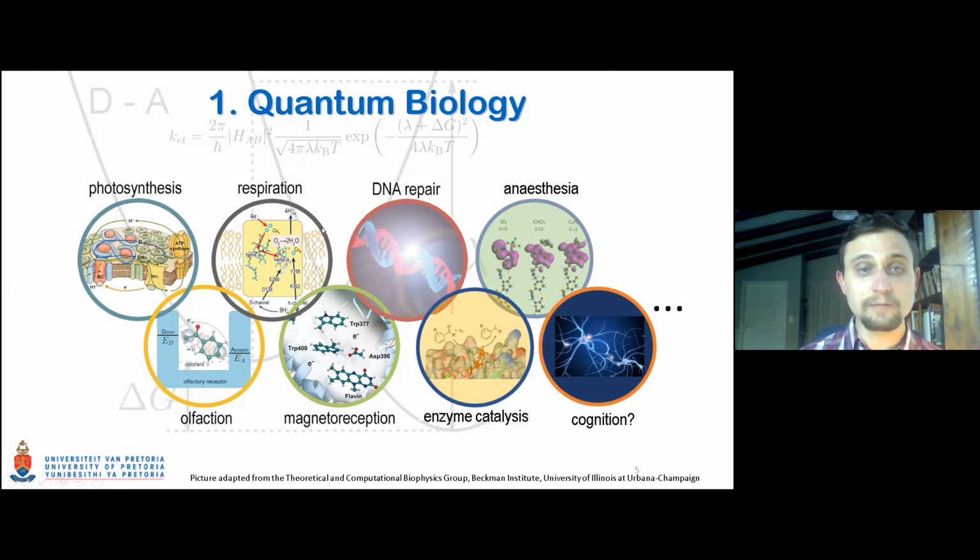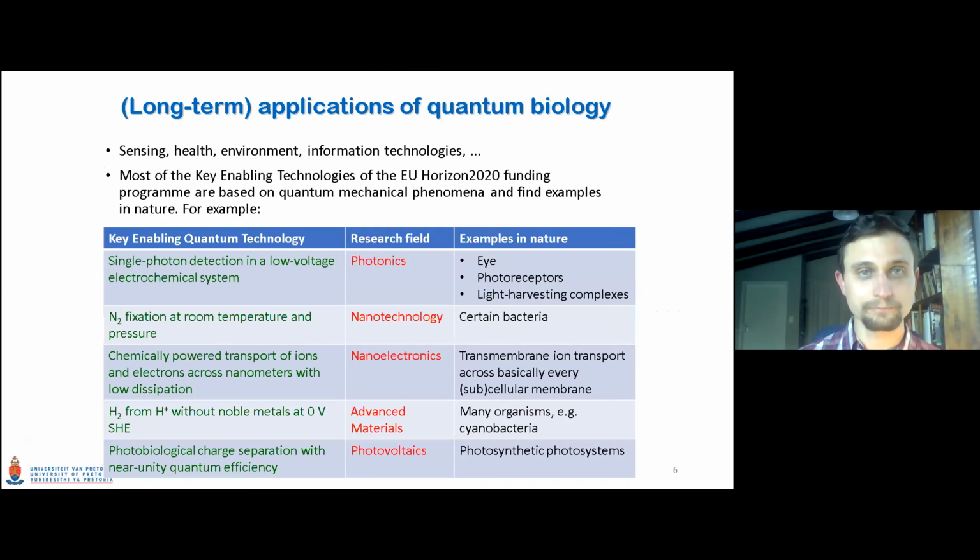In many of these systems, let me say basically all the systems except DNA repair, respiration, and photosynthesis, have not been experimentally tested. So in these three systems, there is experimental evidence, and the best evidence is in photosynthesis. So that's also why this is the most vibrant field of research in this domain of quantum biology.